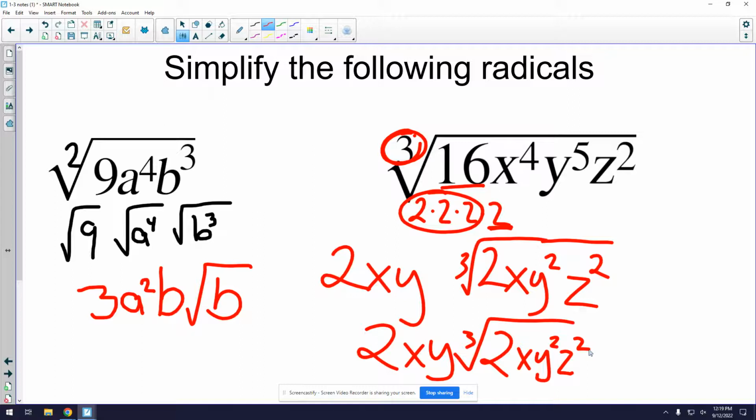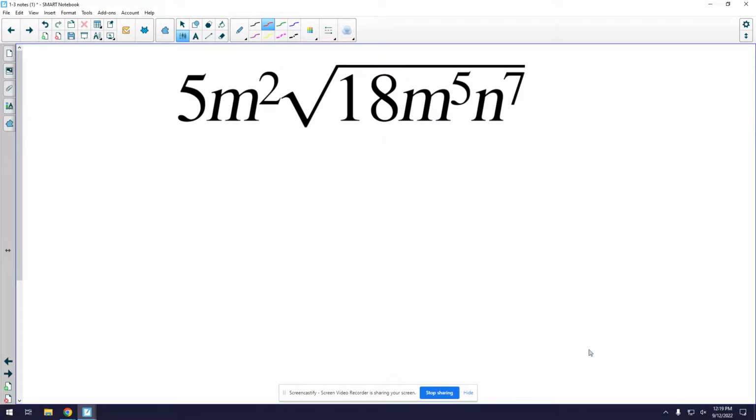In your next example, we have a 5m squared already on the outside. We're going to take the square root of 18, m to the 5th, n to the 7th. And that 5m squared is right in front, which means we have multiplication. So once we get our new simplified square root, we're then going to multiply it by that 5m squared. So we're going to start with the square root of 18. We need prime factors. That is 2 times 3 times 3. Our index on the square root is a 2. We're looking for groups of 2, which we have right here.